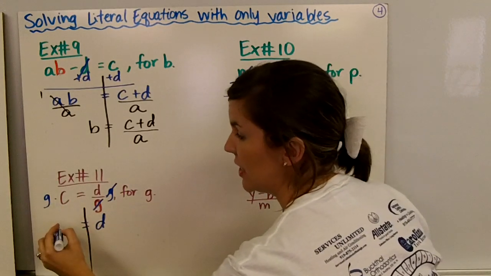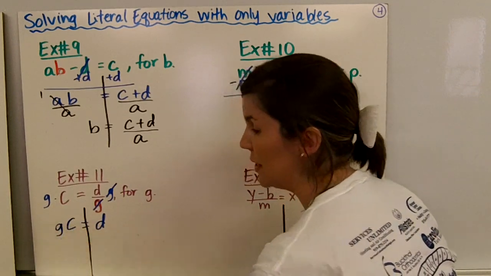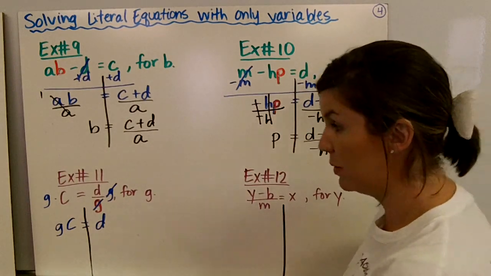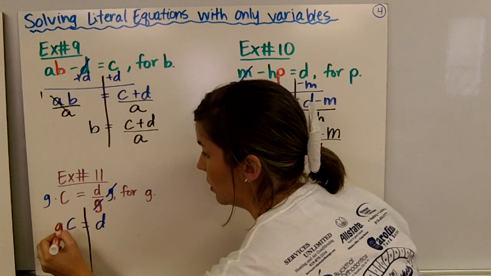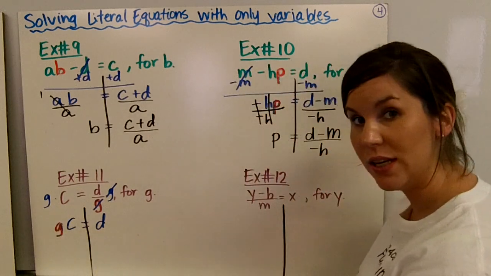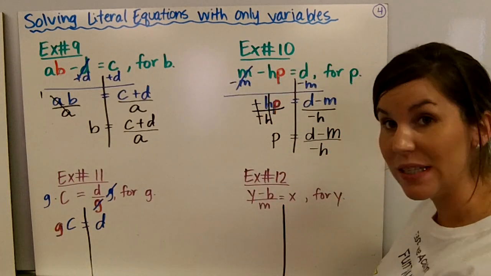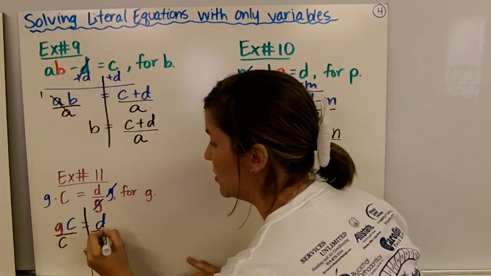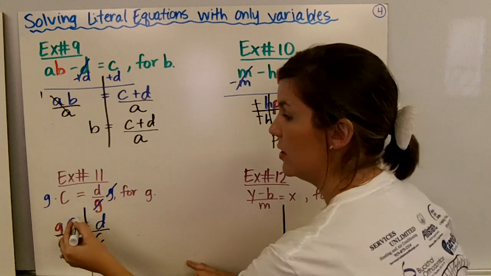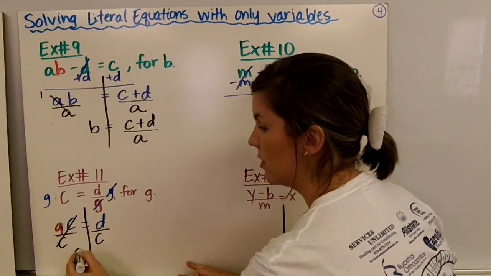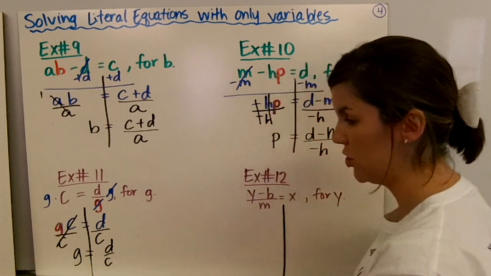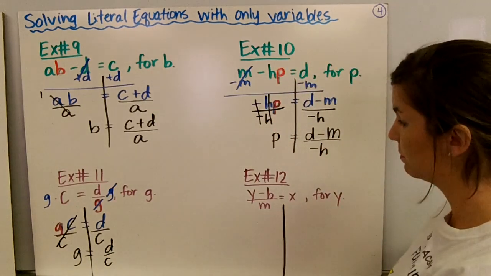Well, now I have G times C. So basically I've just moved things around a little bit. But again, I want G. Now it's G times C. To get rid of the C that's with G, I'm going to divide by C. C divided by C is 1. And now I have G by itself. G equals D divided by C.